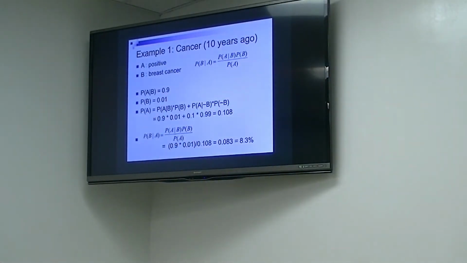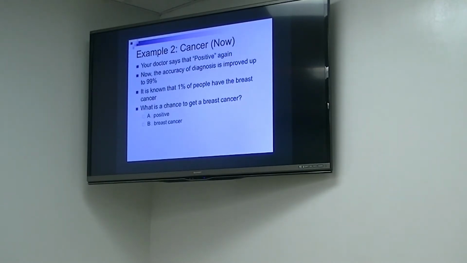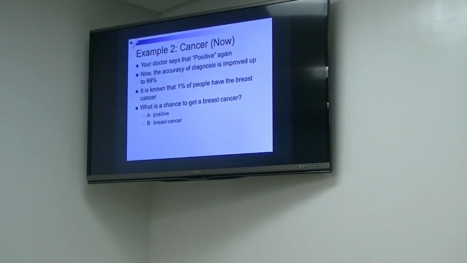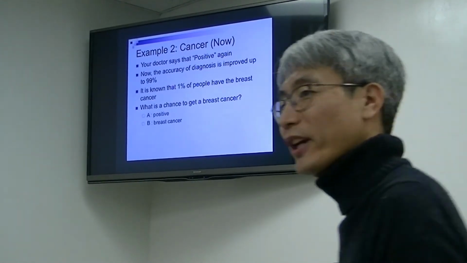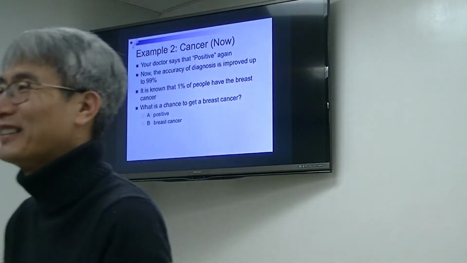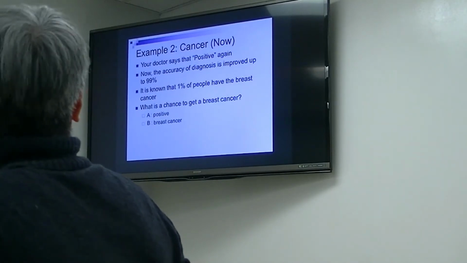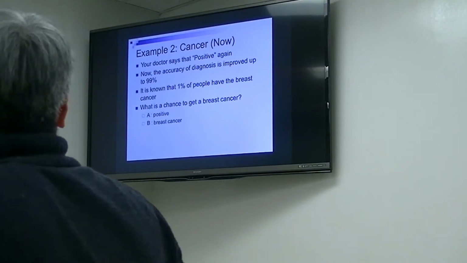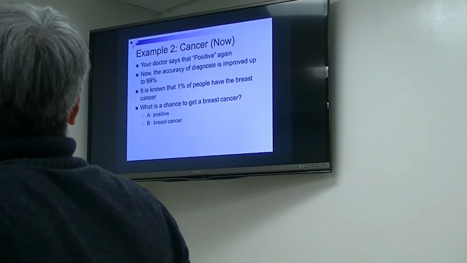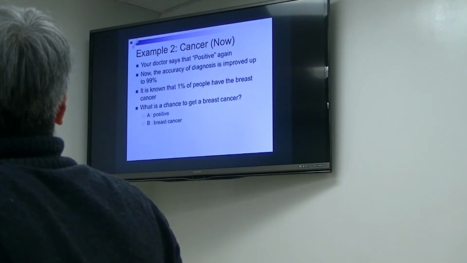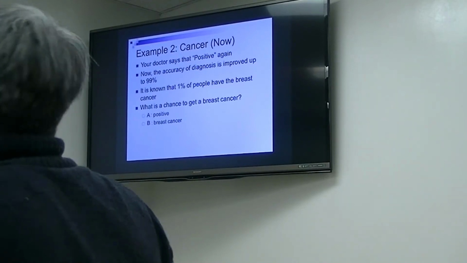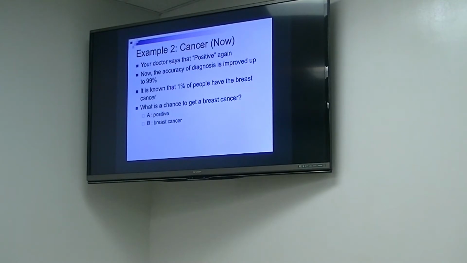Question. There is another popular problem. So, 10 years later, I visit the same doctor again. Then the doctor says still positive. Okay. Then the accuracy of diagnosis is improved because it's 10 years later, 99%. And it is known that 1% of people have breast cancer. Then what is the chance to get the breast cancer? How much? Do I have to say yes? Maybe not? Maybe yes. Why don't you calculate?